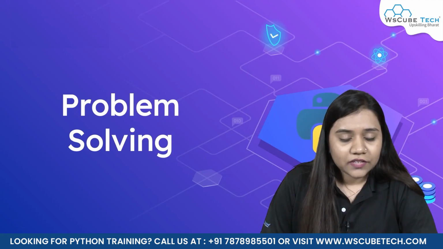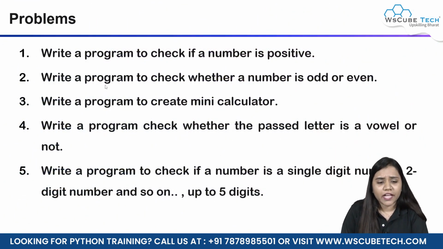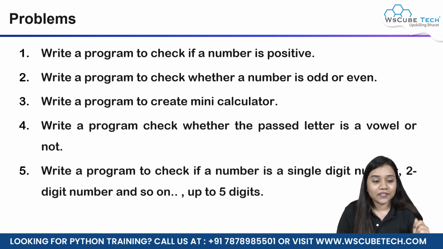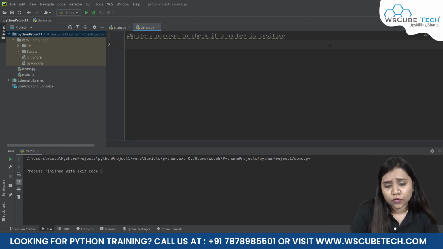Okay. So let's first have a look at the problems we have over here. In front of me, we have 5 problems. We will be solving all of them one by one. So let's have a look. Okay. So here our first question says write a program to check if a number is positive. So we have to give a condition to check whether a number is positive.